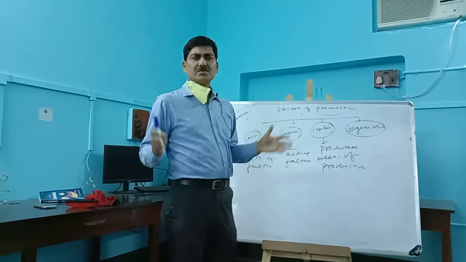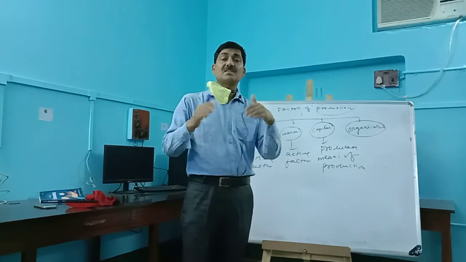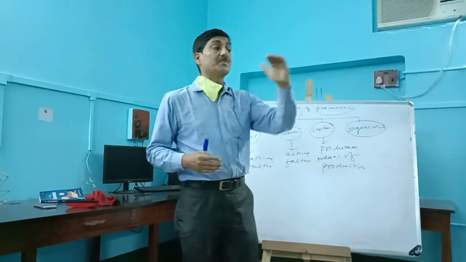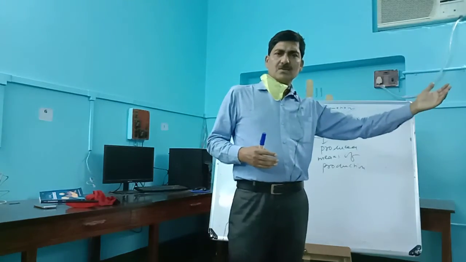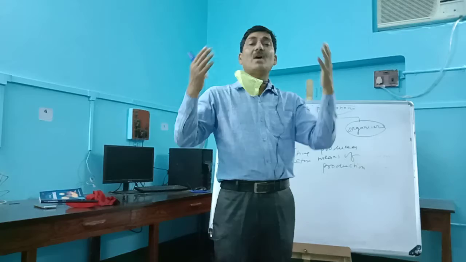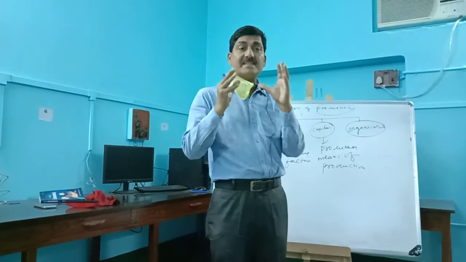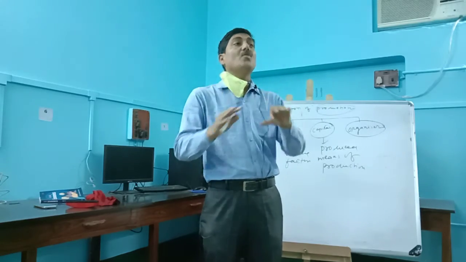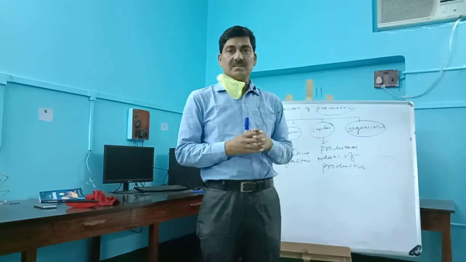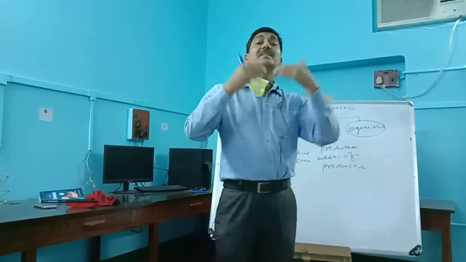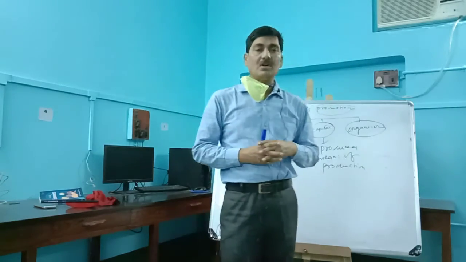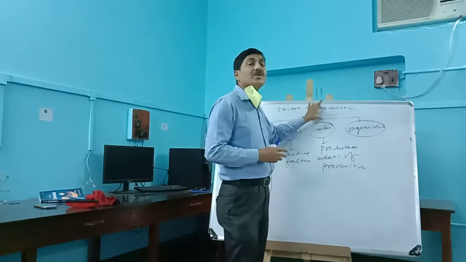So just now I told you about the factors of production. What are factors of production? Factors of production are those things which help in the production process. Whatever we want to produce, we need the help of some factors. The factors which help in the production process are called the factors of production.